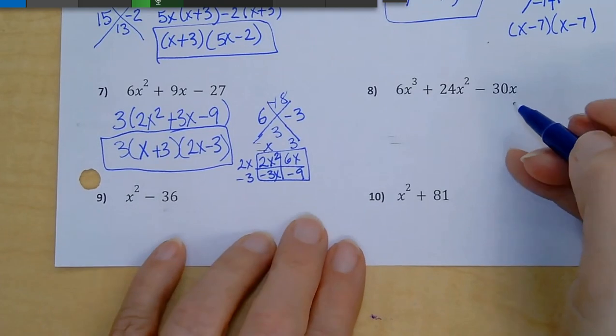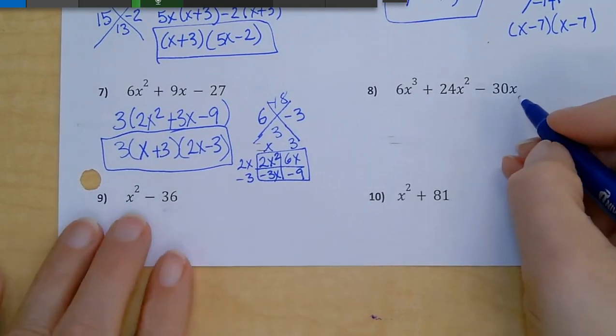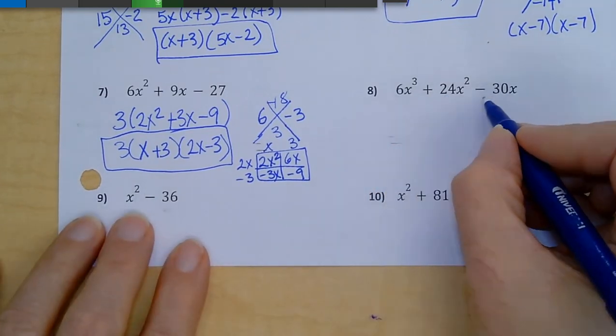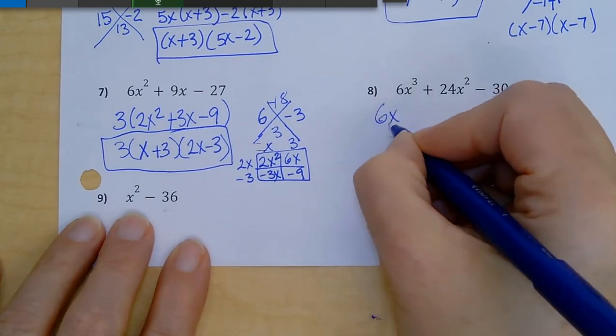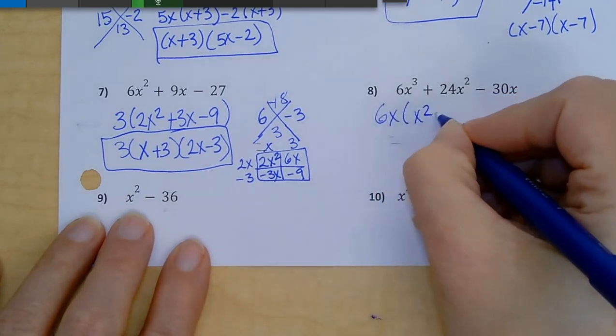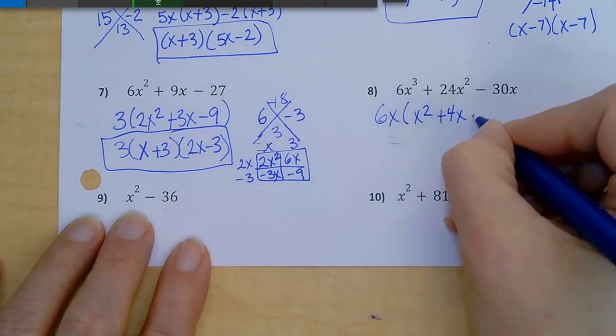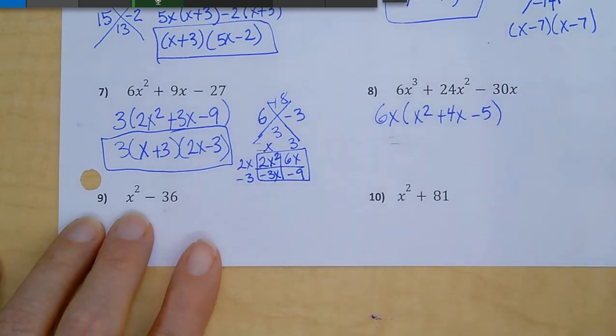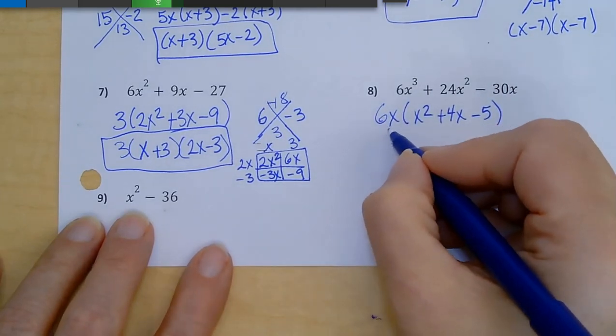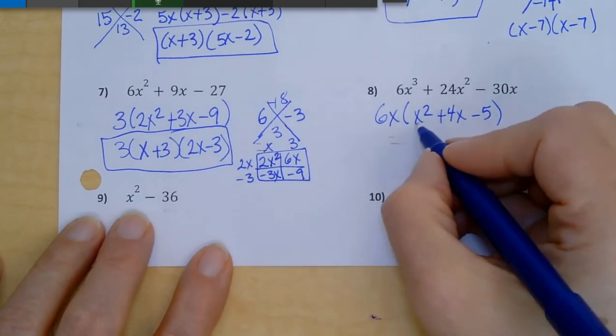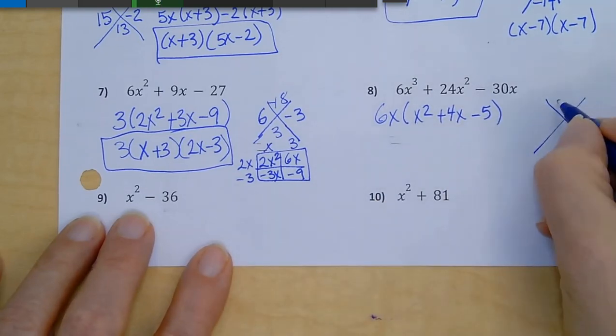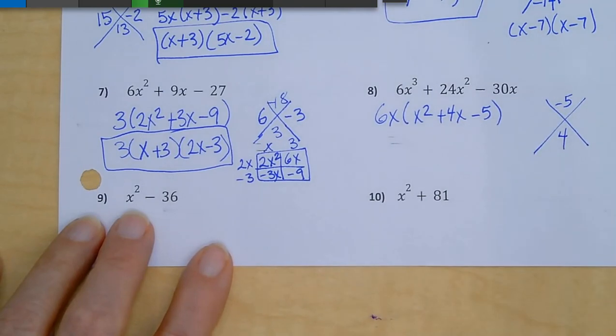6x cubed plus 24x squared minus 30x. I'm going to take out 6x. I'm left with x squared plus 4x minus 5. Okay, don't lose that first 6x because that's part of the answer. But I need two numbers that multiply to give me negative 5, but they add up to give me 4. And so I think that's going to be 5 times negative 1.